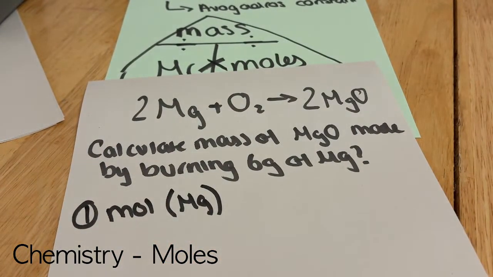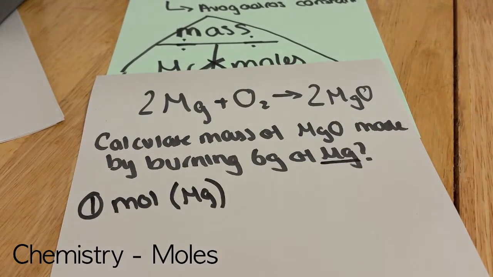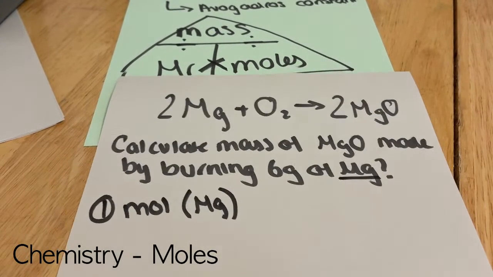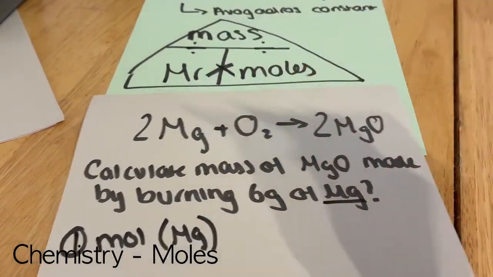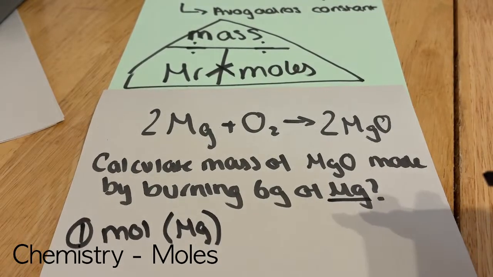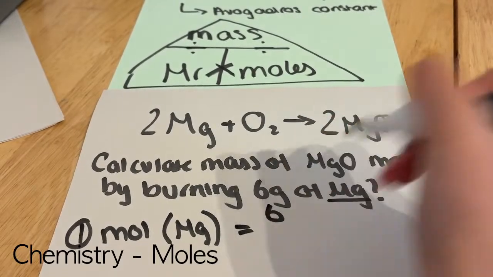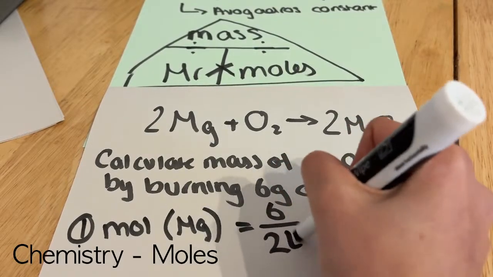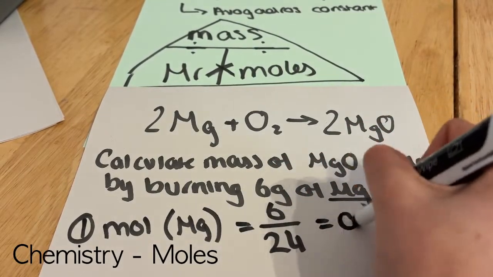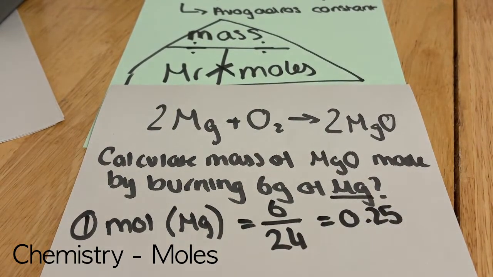The first thing we need to do in any of these questions is work out the moles of whatever substance they want us to work out, which is the magnesium in this case. Using the triangle, we can see that moles is equal to mass divided by Mr. Here we've got a mass of 6 grams, so I'm going to put 6 at the top, and the Mr of magnesium is 24. So this is equal to 0.25. We've worked out that there's 0.25 moles of magnesium.